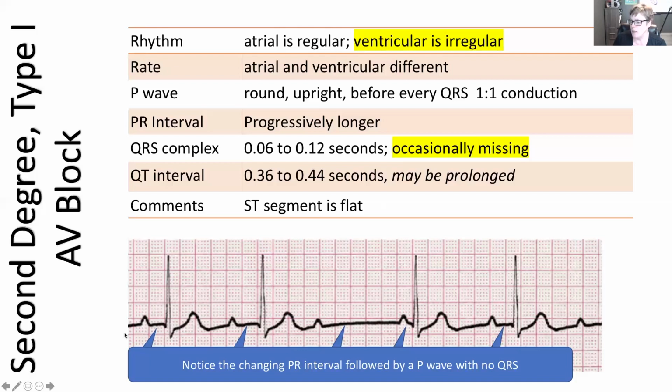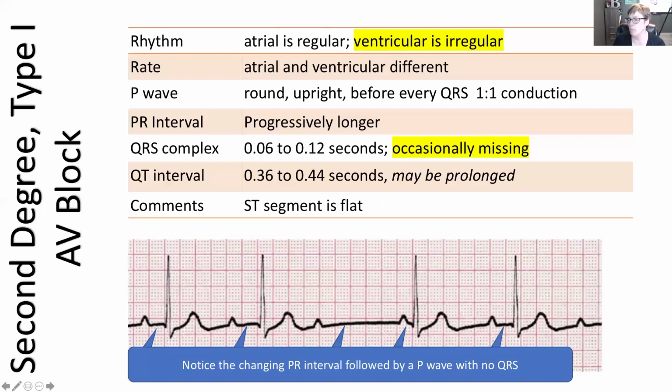So we have a P wave, P wave, P wave, nothing happens. Doesn't matter, SA node is going to fire again. P wave, P wave, P wave. The ventricular rate will be irregular because it's taking longer for those signals to get down. The rates will be different because we're missing a QRS. So our atrial rate will be greater than our ventricular rate.